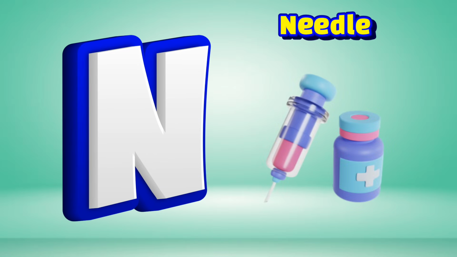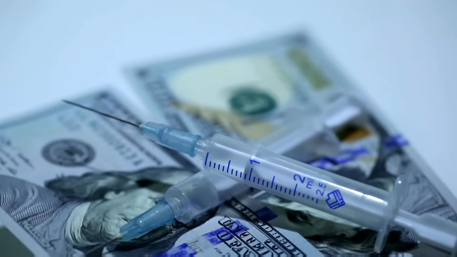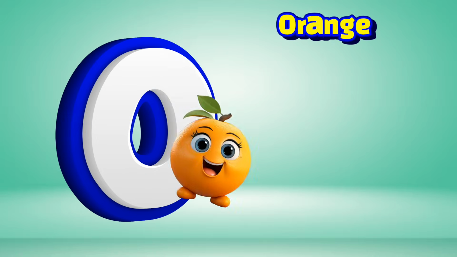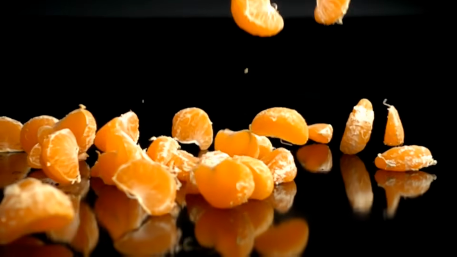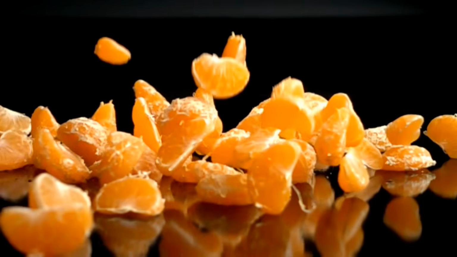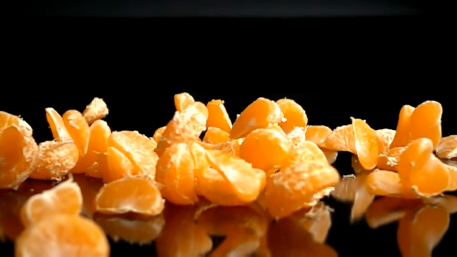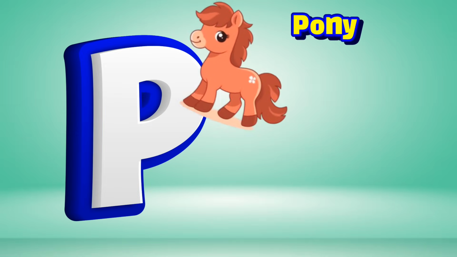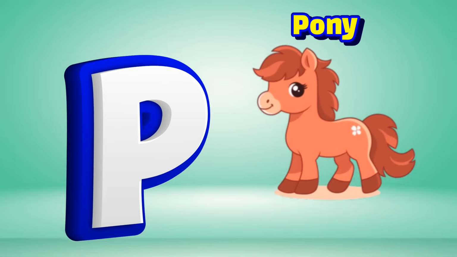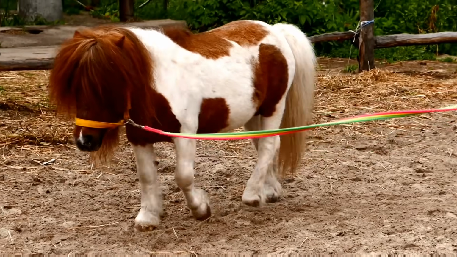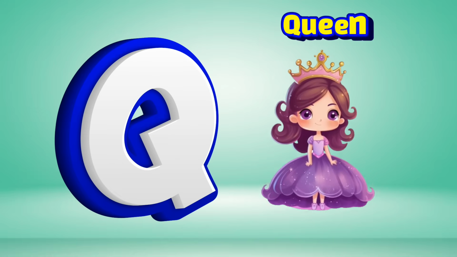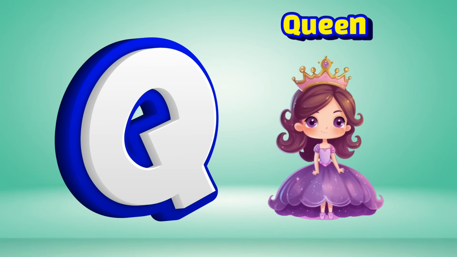N is for needle, needle, needle. Sharp needle. O is for orange, orange, orange. Juicy orange. P is for pony, pony, pony. Pretty pony. Q is for queen, queen, queen.